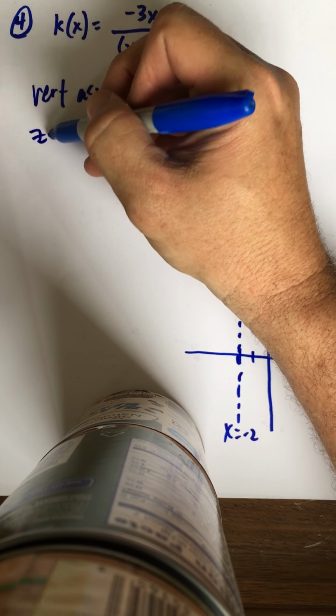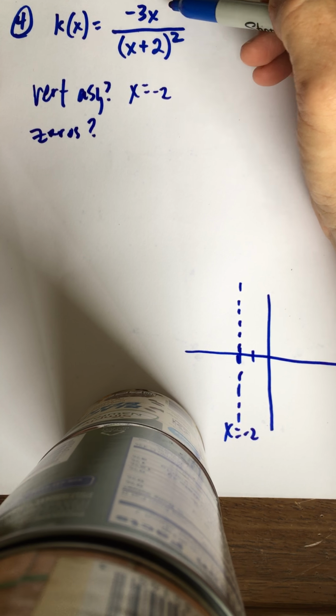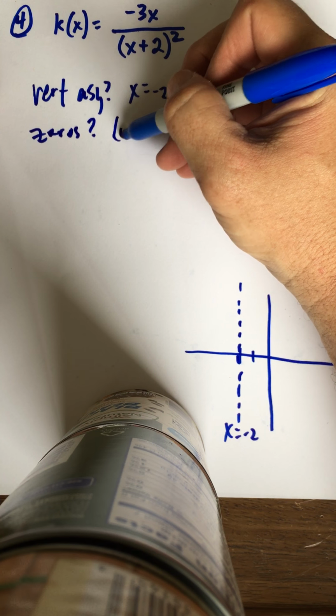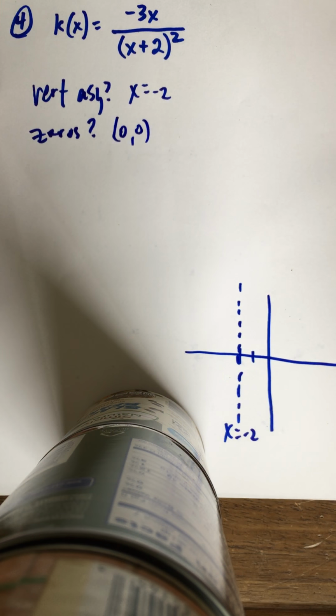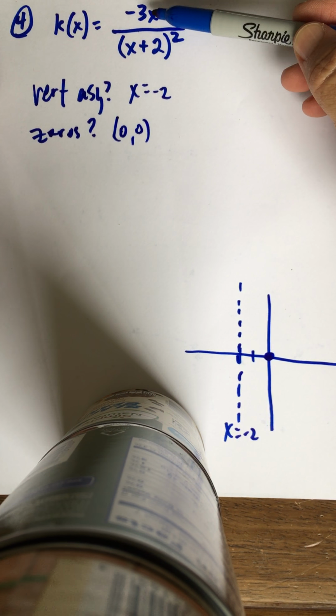Next step would be the zeros of the function. What's going to make a 0 in the top of that? Since there's nothing added or subtracted to that x, it's just going to be 0. My x-intercept is at 0, 0. Keep in mind, that's all that's going to make the top or bottom 0.